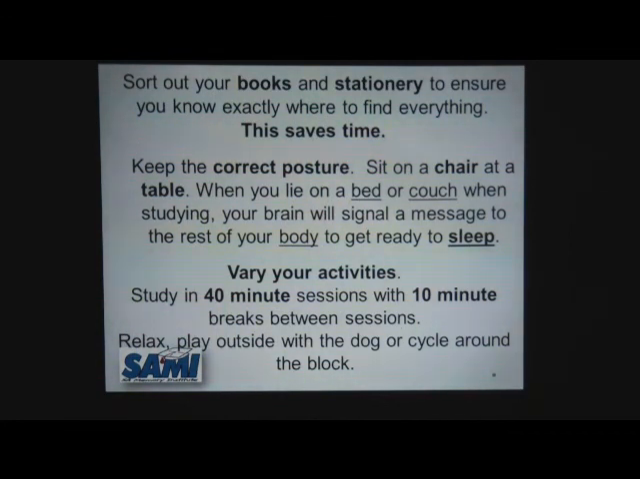At the same time, keep the correct posture. Sit on a chair at a table. When you lie on a bed or couch when studying, your brain will signal a message to the rest of your body to get ready to sleep. Vary your activities. Study in 40-minute sessions with 10-minute breaks between sessions. Relax, play outside with a dog or cycle around the block or just take a walk.